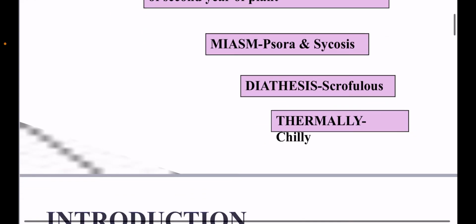Miasm: Psora and Sycosis. Diathesis: Scrofulous. So these scrofulous diathesis people, thermally they are chilly patients. Digitalis purpurea is a chilly patient.